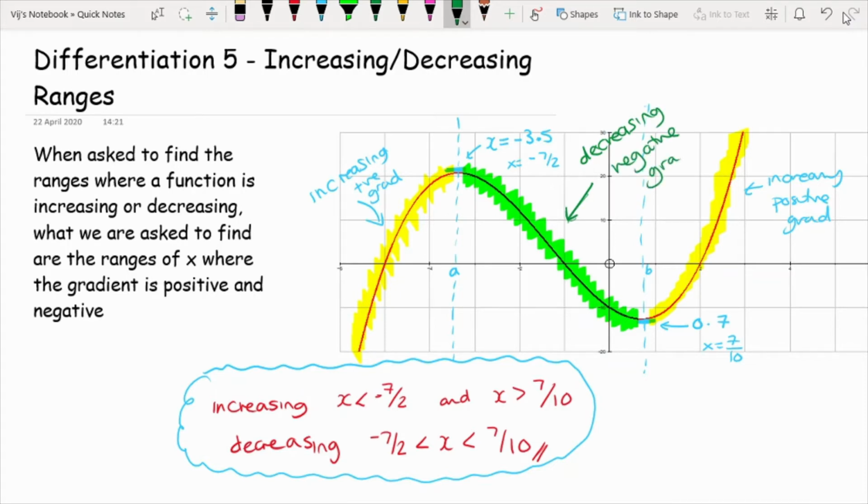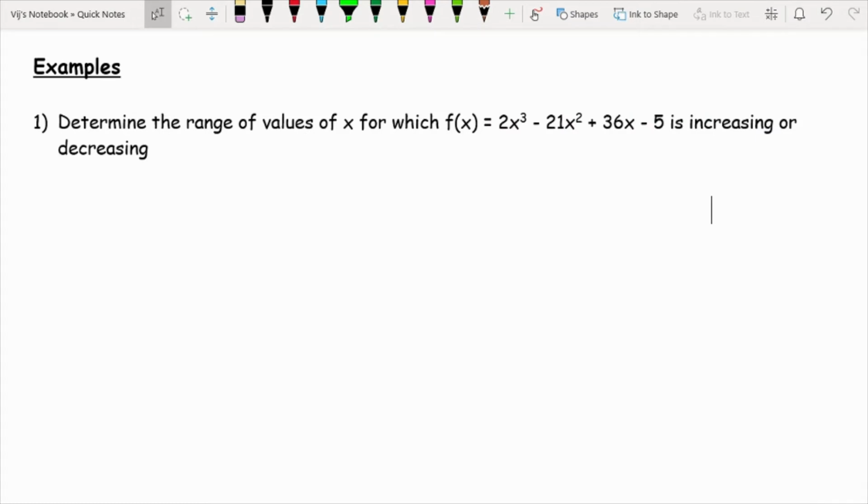So when you're asked to find the ranges of this, it's really important that you first establish what those stationary points are, because the x values of the stationary points will give you what your upper and lower bounds are going to be for your increasing, decreasing ranges.